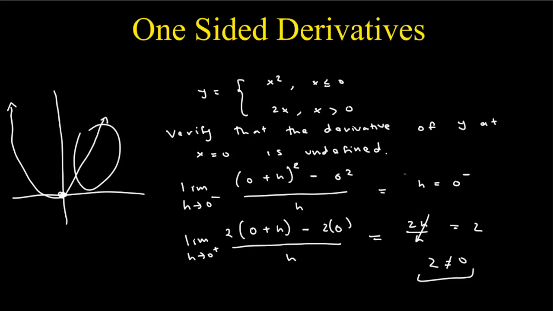And yeah, so hopefully you guys understood what one-sided derivatives are, and how they're pretty analogous to one-sided limits. Because they're analogous, it shouldn't be too hard to transfer the concepts over.